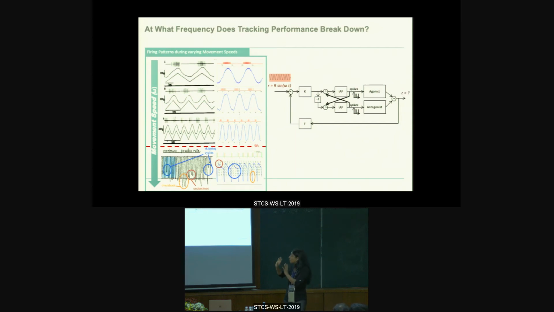And what she's doing in her model, she's basically only modeling primary motor cortex and cerebellum. That's it. That's her model of the brain. Okay, but it's enough to get her to a point where she can start looking at this cutoff frequency.